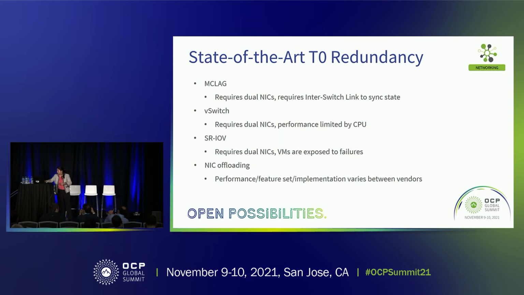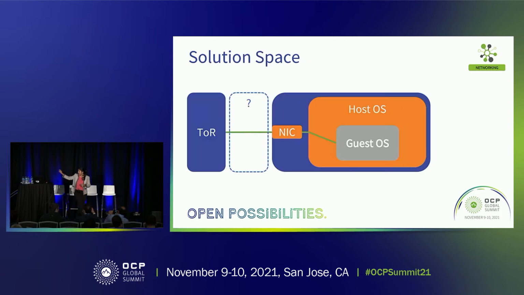And that's where the solution space lies, between the single NIC and the TOR, the link that is shown here. That is where we are focusing on today. And that's where Microsoft and Broadcom have collaborated extensively to come up with a solution. And I'll show you in just a minute how that is done.